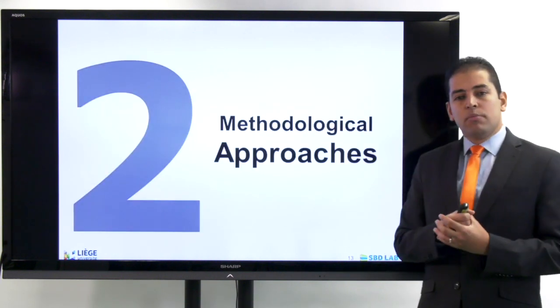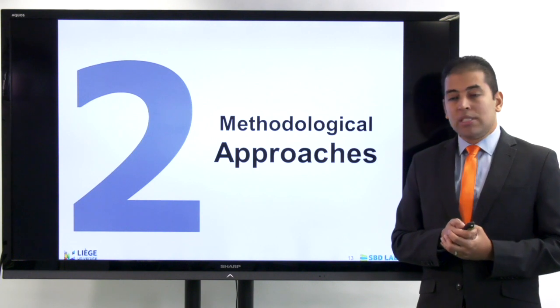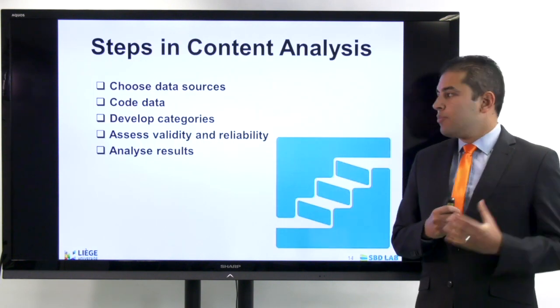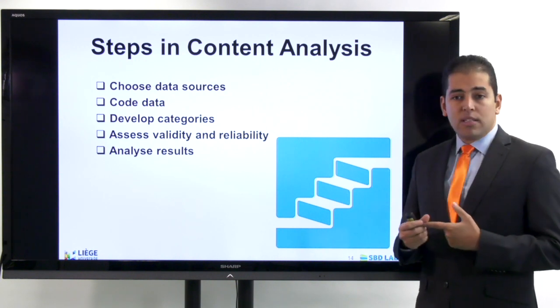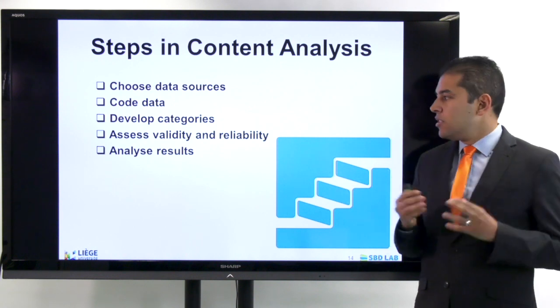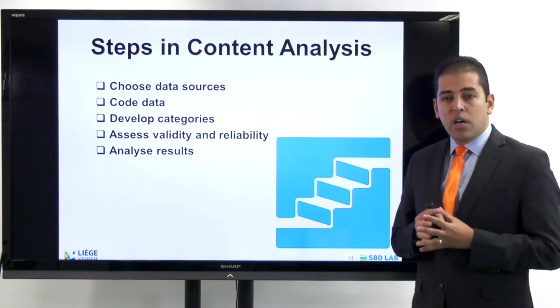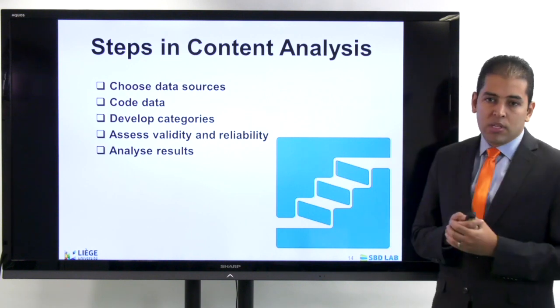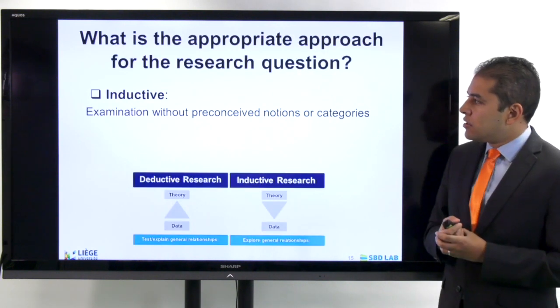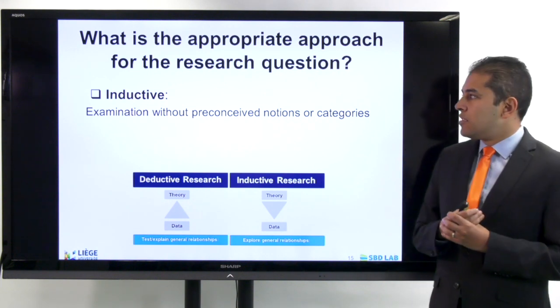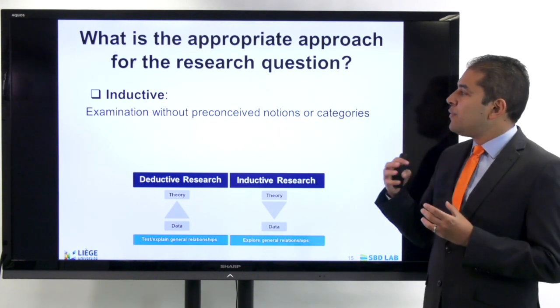Now, what are the major methodological approaches of content analysis? Well, in general, we have to go through a certain process. We start to choose the data sources that we will work on, code this data, develop some categories, assess the validity and reliability, and finally start to analyze our results. So these are the major steps when we do content analysis. And we can have a certain approach when we do a content analysis. We can have a different approach.